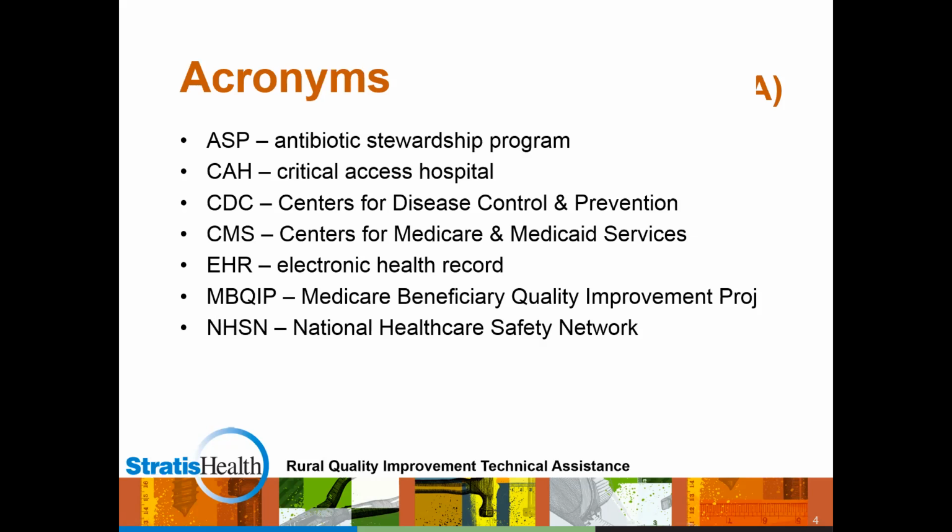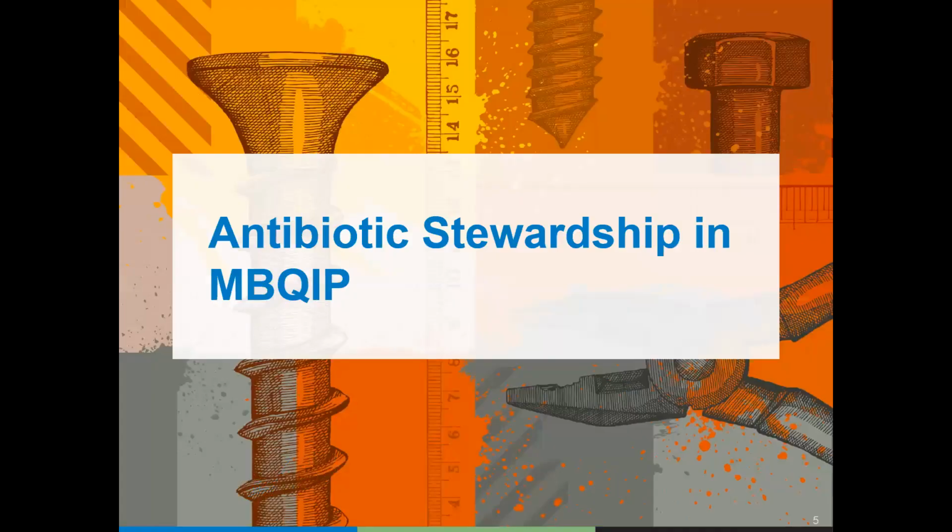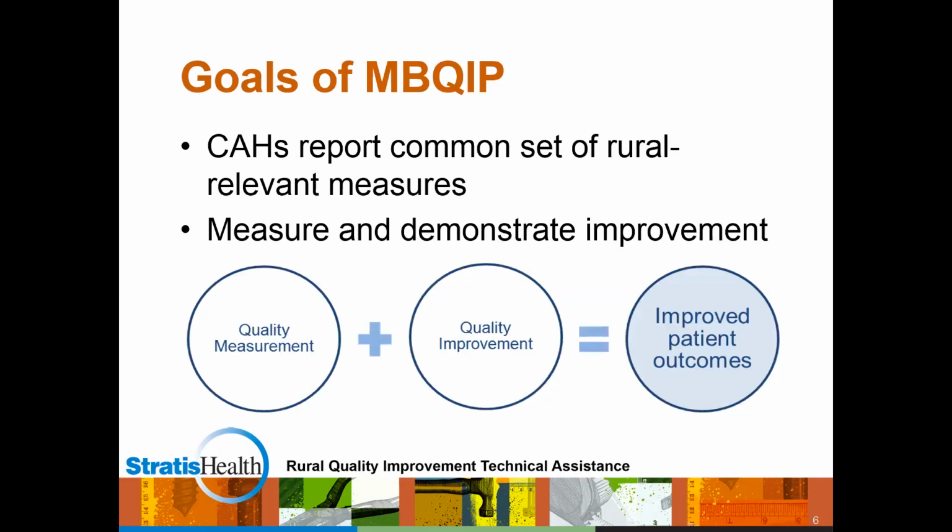As with all things healthcare, there's a lot of acronyms involved in antibiotic stewardship. These are just a few of the ones that I know that you're going to see on the coming slides. ASP is Antibiotic Stewardship Program. You know what a CAH is. The CDC is the Centers for Disease Control and Prevention. You know CMS. Electronic Health Records, MBQIP, and the National Healthcare Safety Network are some of the acronyms that get used here.